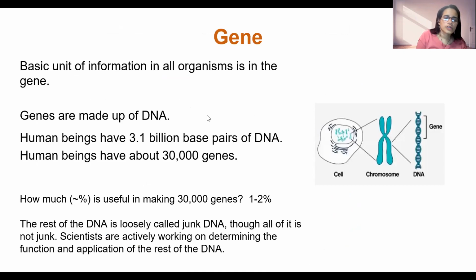So just for again some general information in here, the genes are made up of DNA, and human beings have 3.1 billion base pairs of DNA, and they have about 30,000 genes. So the percentage of gene that is actually useful in human is just 1 to 2%. The rest of it is so far called junk DNA, but we do know that it has some purpose. So only 1 to 2% is what makes something useful in your body.